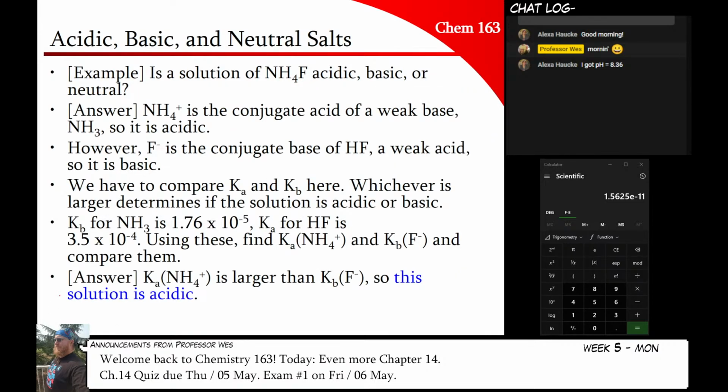There you go. Oh, I found a different number for HF, didn't I? My number was 3.5. What did this say? Hydrofluoric acid. I have 6.4 times 10 to the minus 4. I don't know where I found that number. Okay, weird. That's a strange error to make, so I think the table I got it from had a different number. Anyway, fortunately it didn't affect our result there.